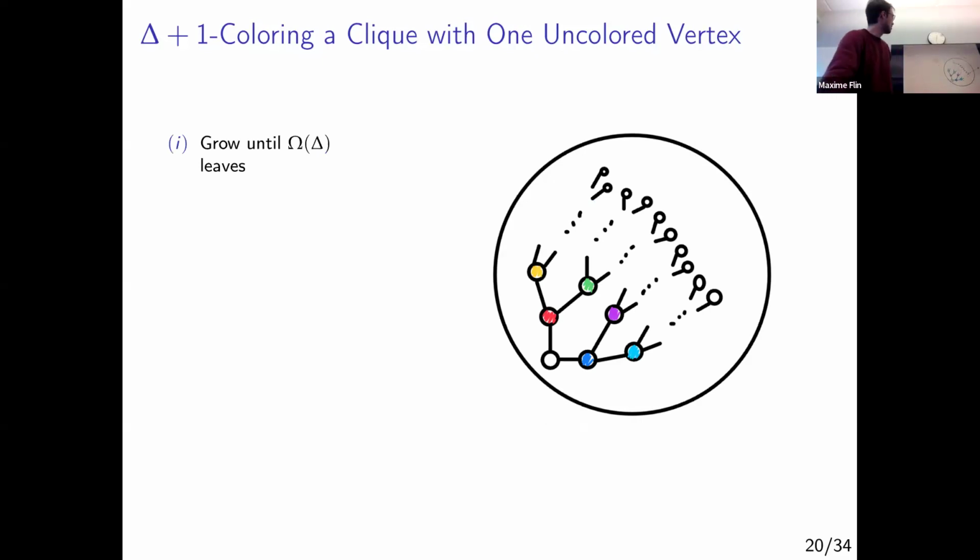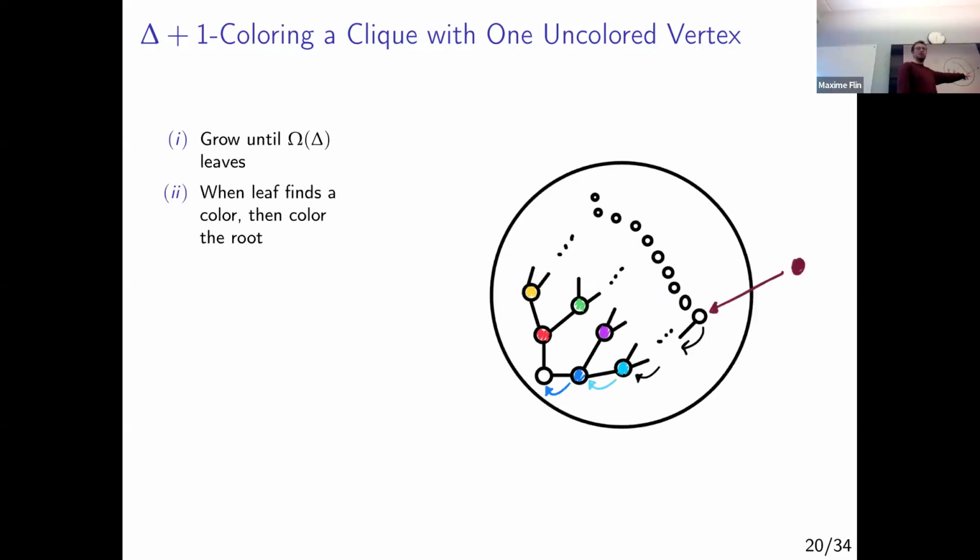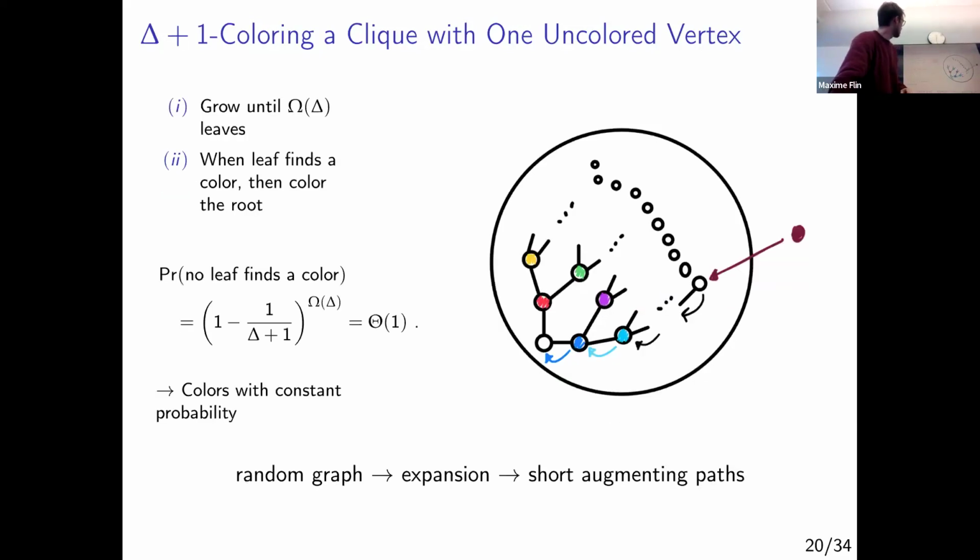And once I'm there, if I find a color for a leaf, I can just recolor the leaf and then recolor the vertex before the leaf and recolor the entire path, including the root. So I just have to show that it's likely that a leaf finds a color. And why is it likely? I have a probability 1 over delta to find the one good color, and I have delta over 100 leaves. So with constant probability, one leaf is going to find the one missing color, and you just need one leaf, really.